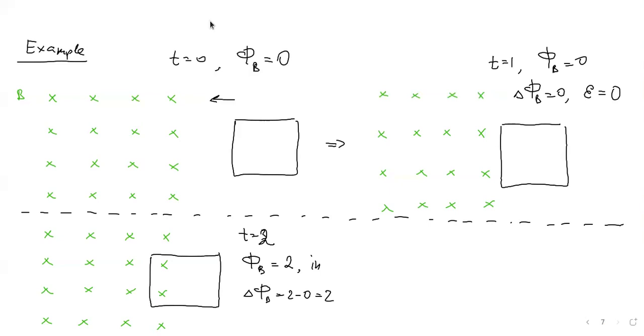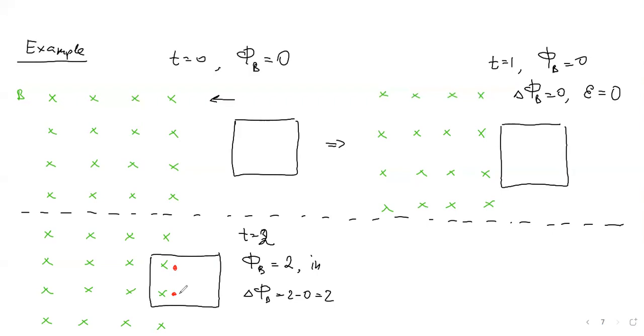How I would do this myself? What is the change? I get 2 more crosses here in the loop. How can I reduce it? Adding 2 more, but going towards us. Yeah. This would be induced field, which will try to eliminate the change.